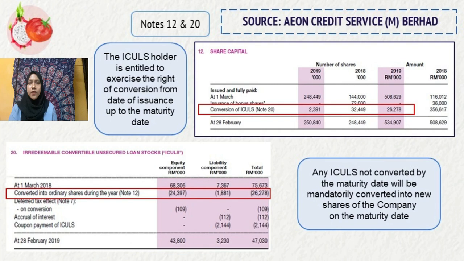As you can see in the red box that I highlighted, it shows the amount of conversions of ICULS to share capital. For your information, the ICULS holder is entitled to exercise the rights of conversion from the date of issuance up to the maturity date, and any ICULS that are not converted by the maturity date will be mandatorily converted into new shares of the company.